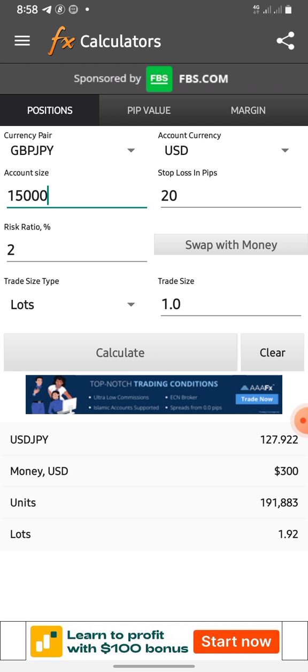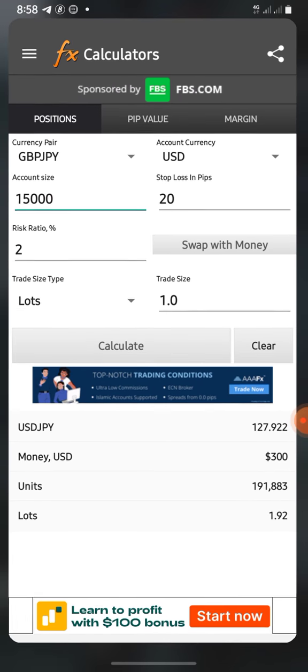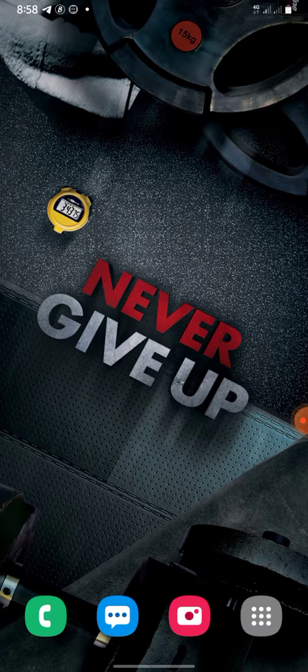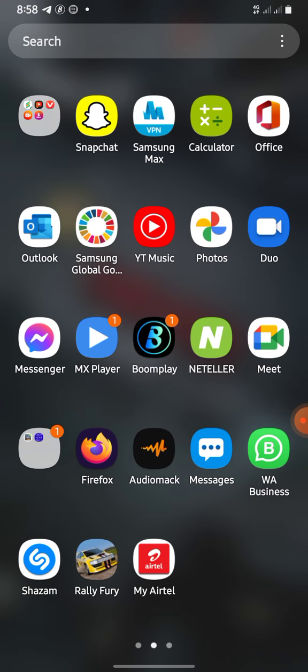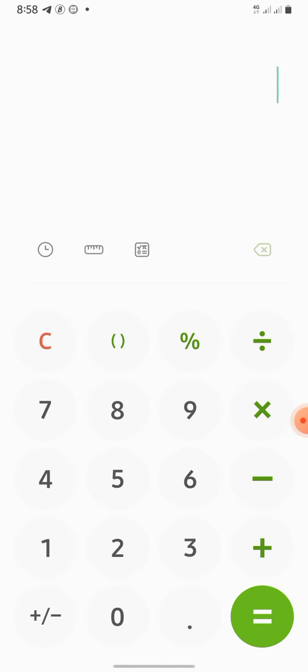This is the lot size you are supposed to use on this trade, and the minimum risk to reward that we always target is 1 to 3. If I'm looking to lose $300 on this trade I'm about to go in, I'm looking to have a minimum risk to reward of 1 to 3. So you just go to your calculator and calculate 300 times 3.